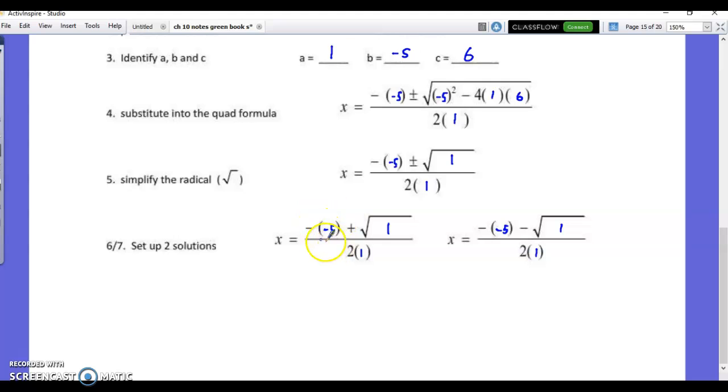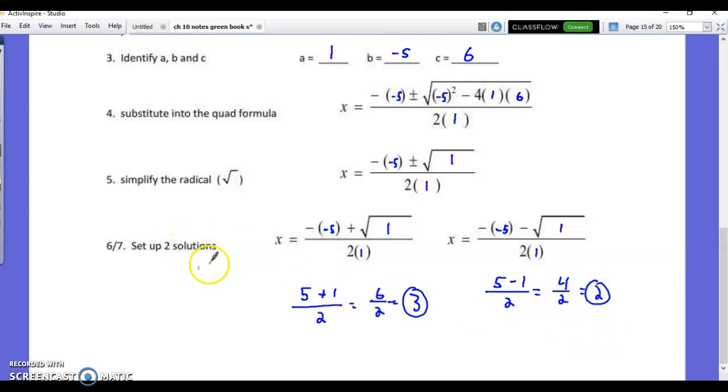Now, if we actually simplify these, negative 5 would be 5. The square root of 1 is 1, divided by 2 times 1, which is 2, which is 6 divided by 2, which would be 3. So there's one of our answers. So over here we have 5 minus 1 divided by 2. 5 minus 1 is 4, and 4 divided by 2 is 2. So my two answers for this would be 3 and 2.